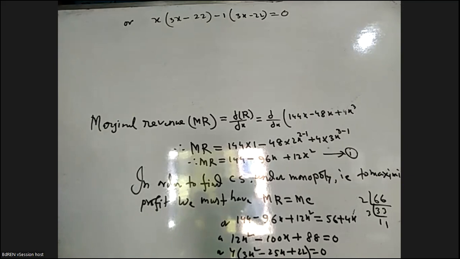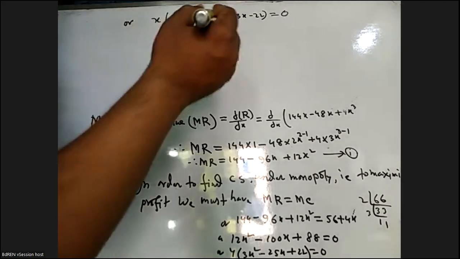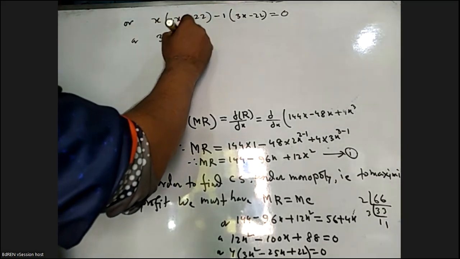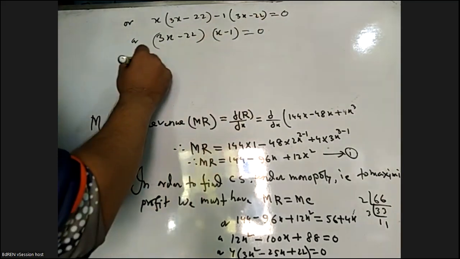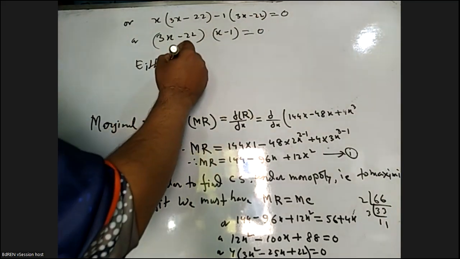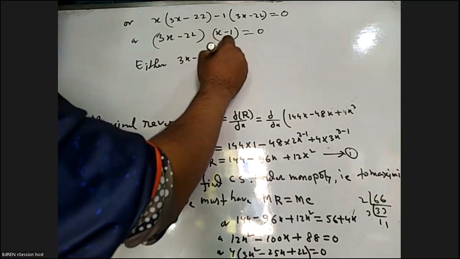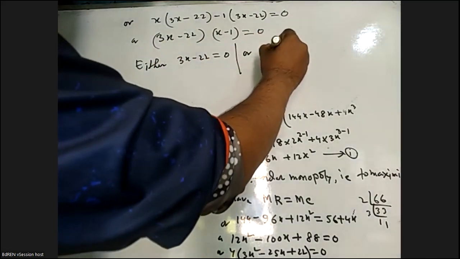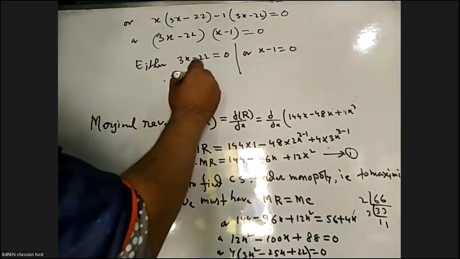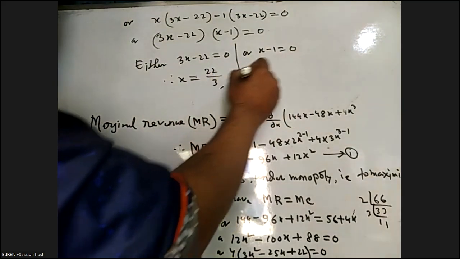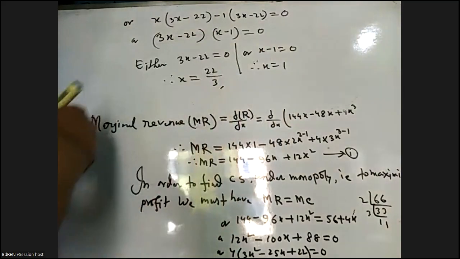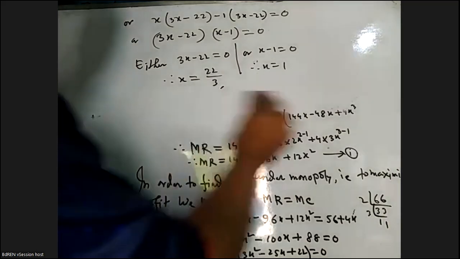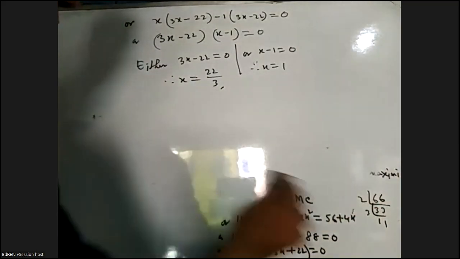So (3x minus 22) into (x minus 1) equals to 0. Either 3x minus 22 equals to 0 or x minus 1 equals to 0. Therefore, x equals to 22 by 3 and x equals to 1. So there are two values for initial quantity.